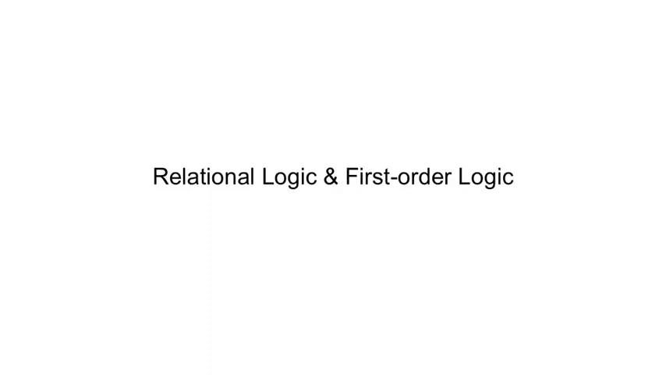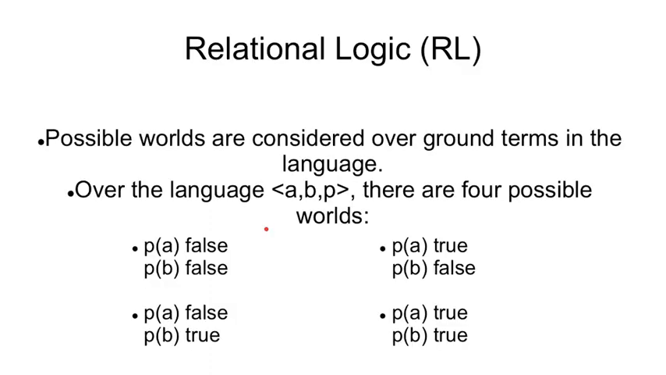to teach relational logic. In relational logic, possible worlds are considered over the ground terms in the language. For example, over the language consisting of object constants A, B, and the unary relation P, there are exactly 4 possible worlds. One where P is false of both A and B, one where P is false of A but true of B, one where P is false of B but true of A, and finally one where P is true of both A and B.